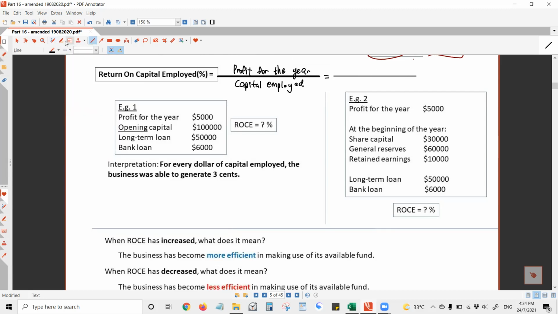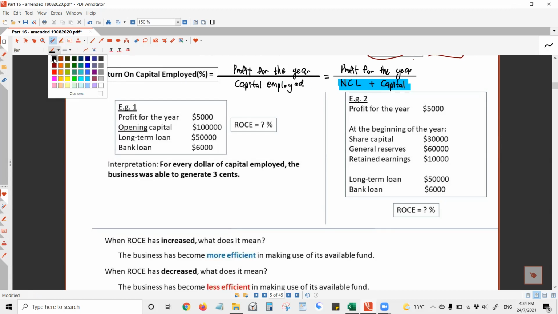Draw a fraction once more. On top, write profit for the year. Denominator, you write NCL plus capital. So that is what capital employed is. Capital employed is the combination of non-current liability and capital.